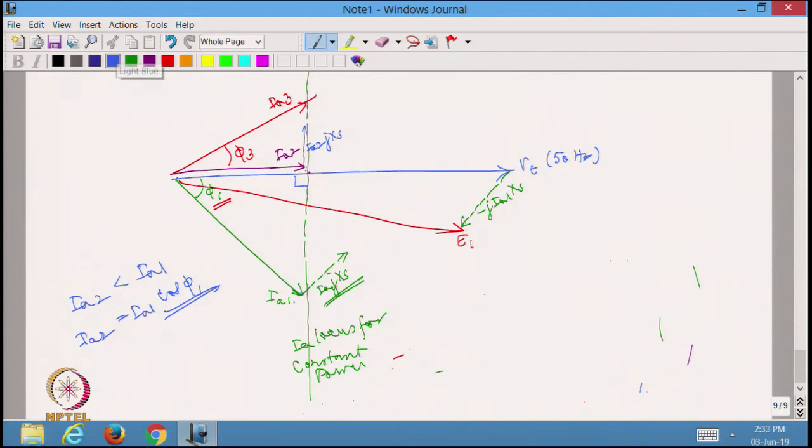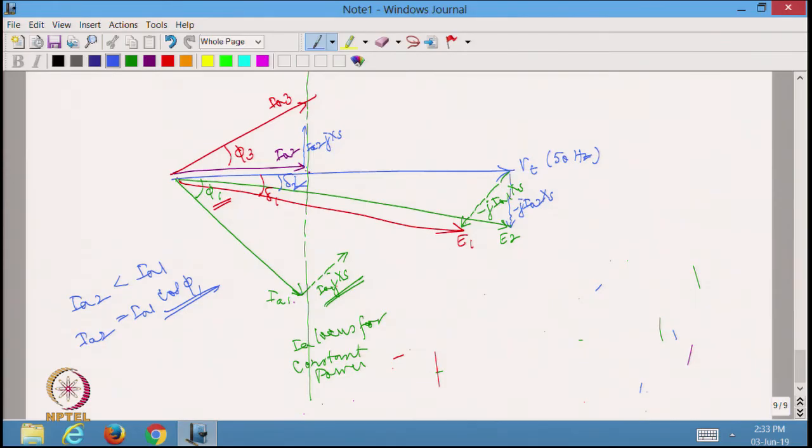Now, if I draw this IA2, I have to draw it like this. This is what it is. So, this will be minus jIA2 XS. Right. Now, if I draw the resultant Vt minus jIA2 XS, I will have it like this, and this is E2, and E2 is definitely longer than E1, and I can also draw the angles. This is delta 1, whereas this is going to be delta 2, right, corresponding to the second condition.